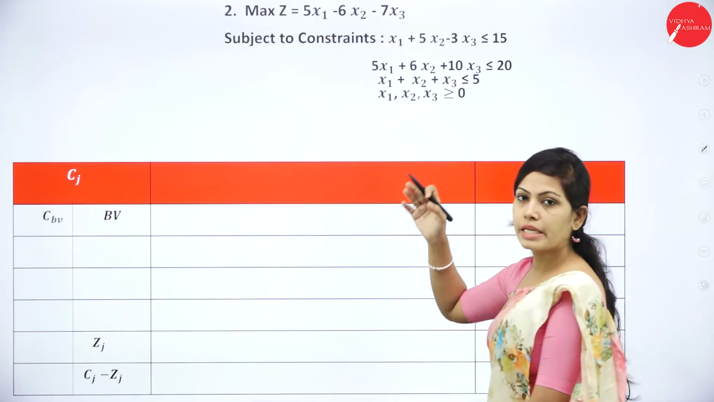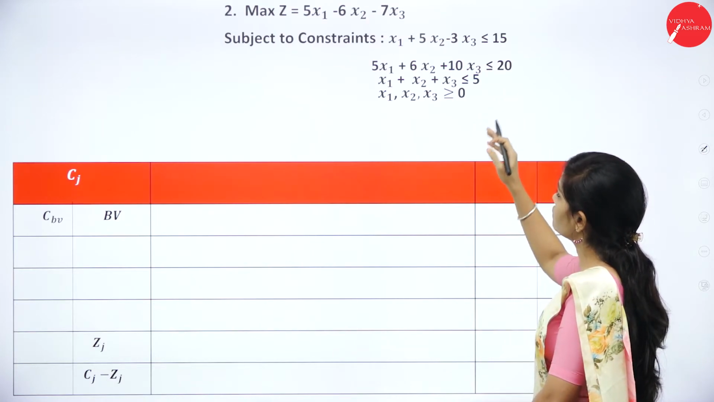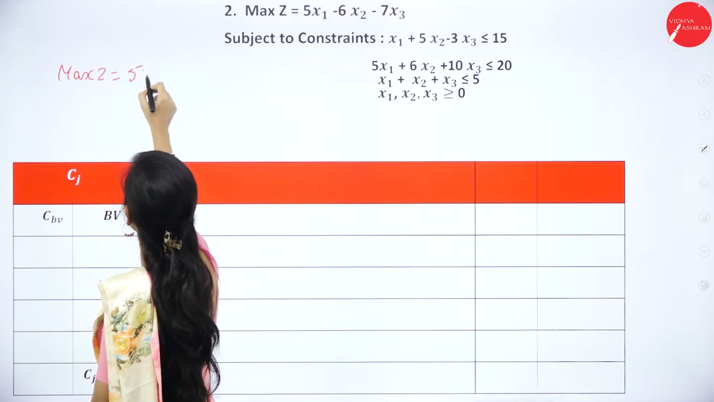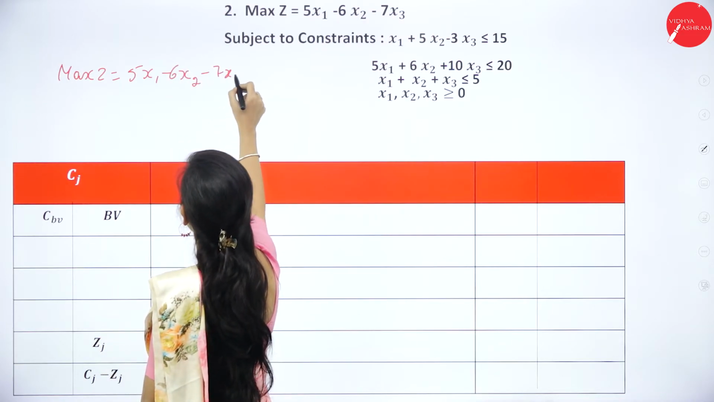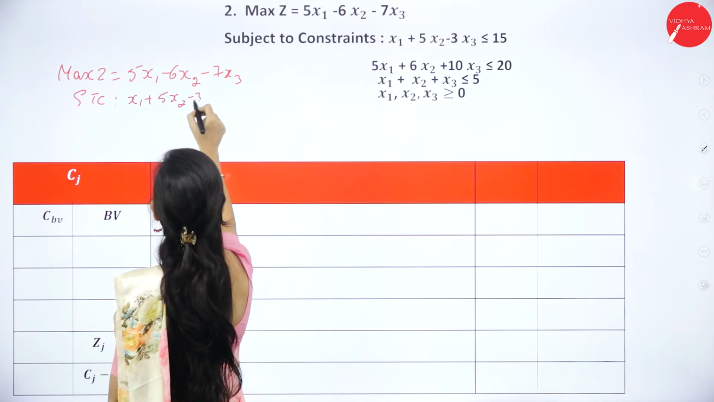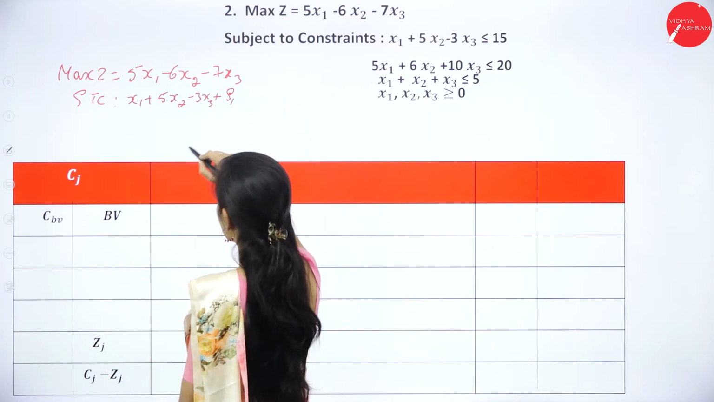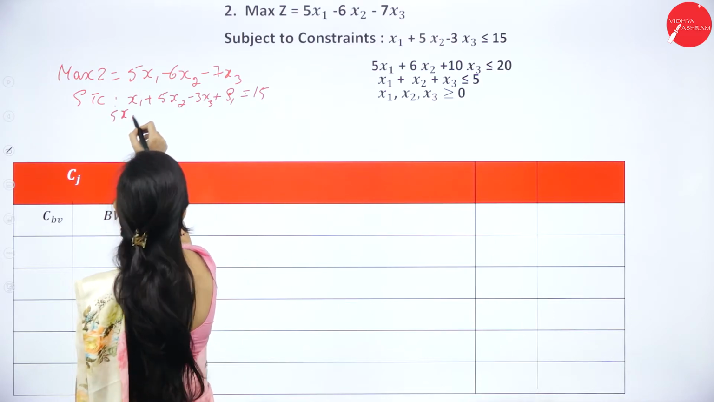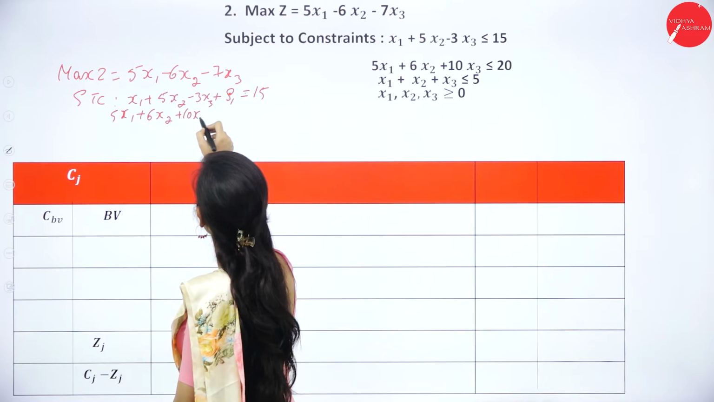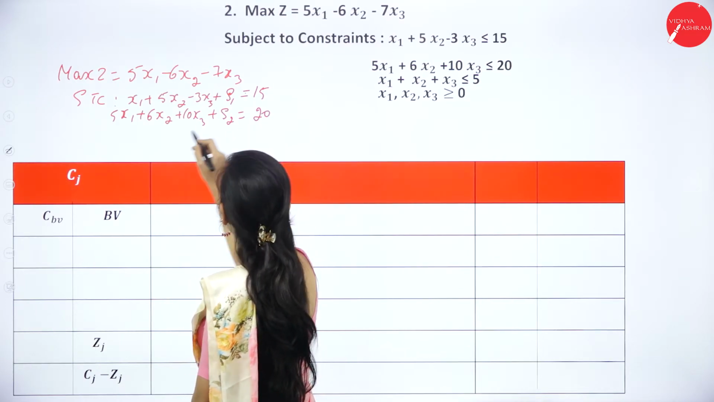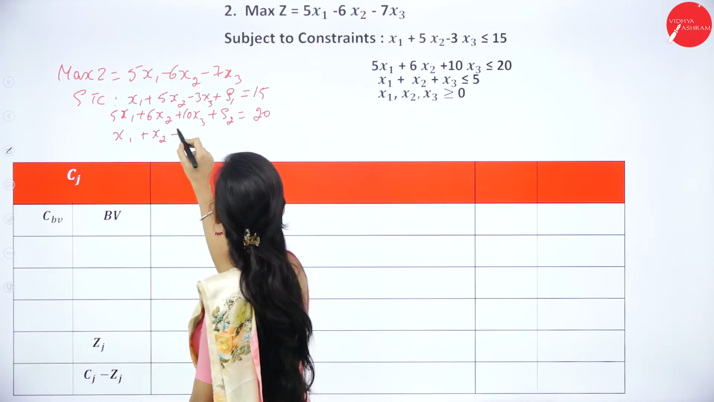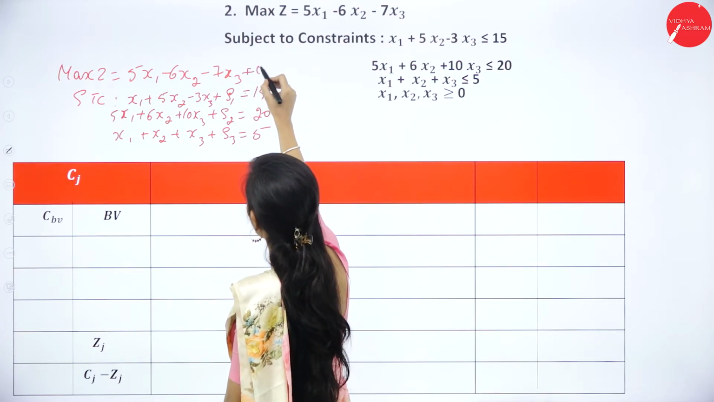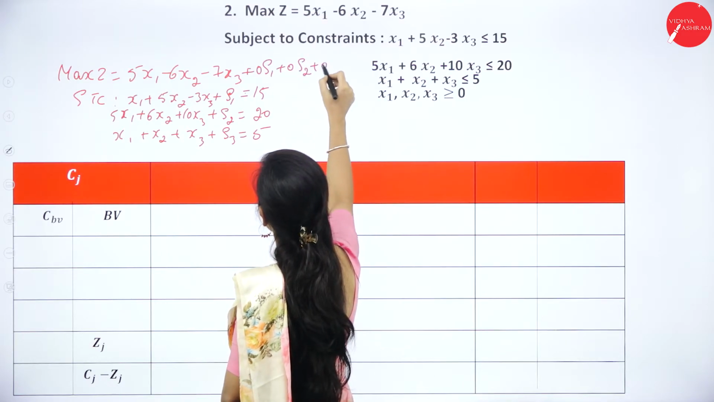Here I have again 3 variables x1, x2 and x3. First convert this into standard form. Max z is equal to 5x1 minus 6x2 minus 7x3, x1 plus 5x2 minus 3x3 plus S1 equals 15. I am adding slack variables for converting the inequalities into equalities, and 5x1 plus 6x2 plus 10x3 plus S2 is equal to 20, and again x1 plus x2 plus x3 plus S3 is equal to 5. So here I have 3 slack variables, 0s1, 0s2 and 0s3.